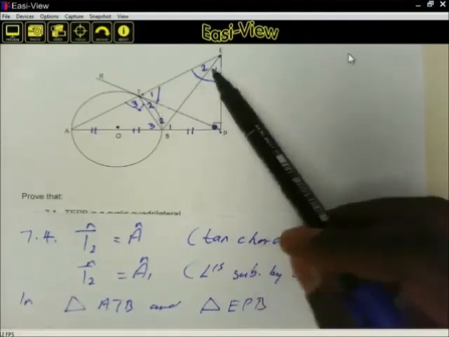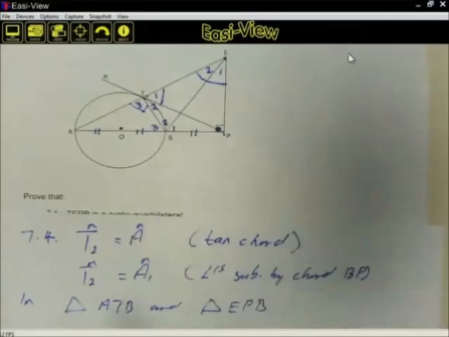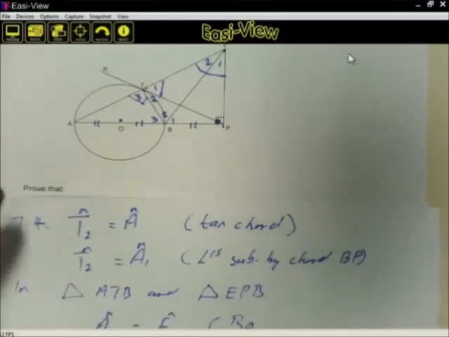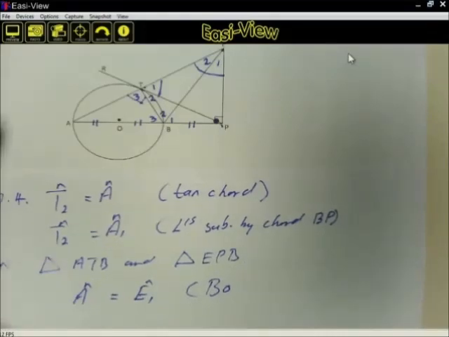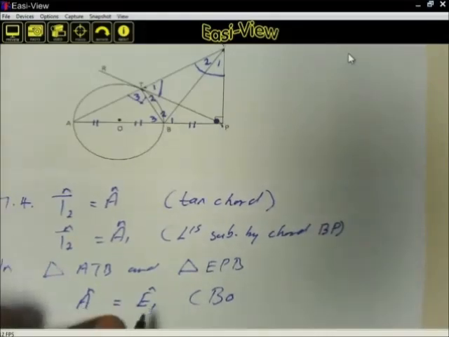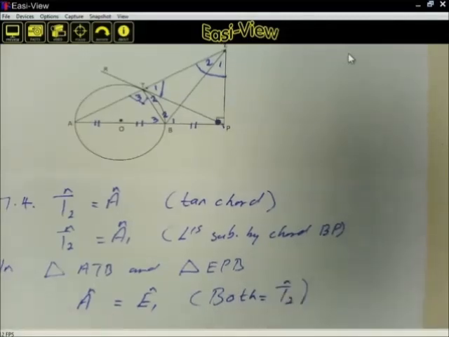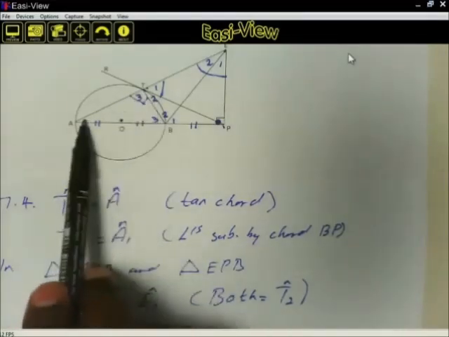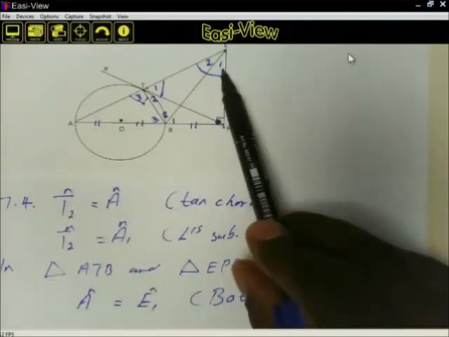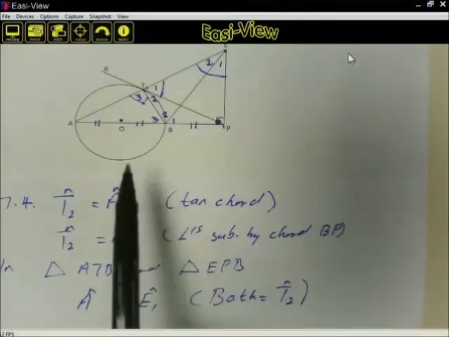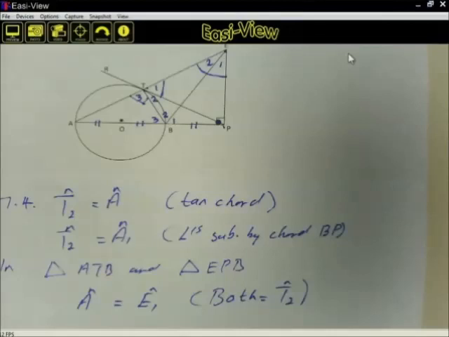Look, T2 is common. T2 is equal to E1, T2 is equal to A. So in the two triangles, it therefore means angle A is equal to angle E1, both equal to T2. We look at triangle ATB. We said T2 is equal to A. We also said T2 is equal to E1. Therefore, it means E1 is equal to angle A, both equal to angle T2. Thank you. That's the first pair.